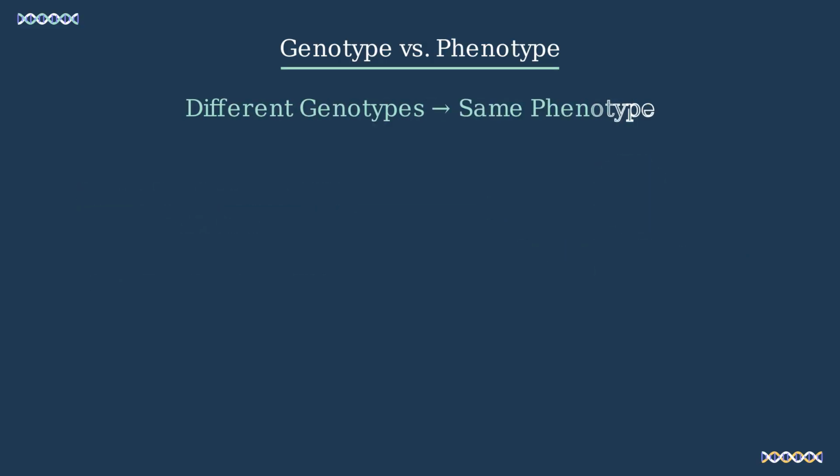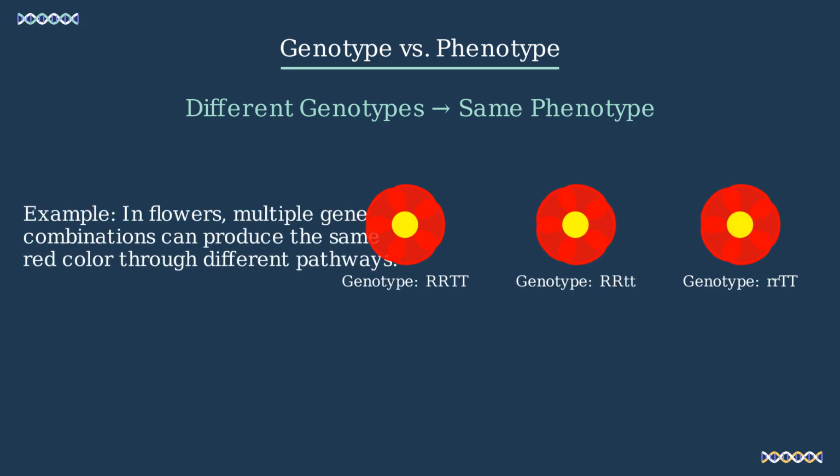Interestingly, different genotypes can sometimes produce the same phenotype. For example, in flowers, different genetic combinations can produce the same red color through entirely different biochemical pathways.